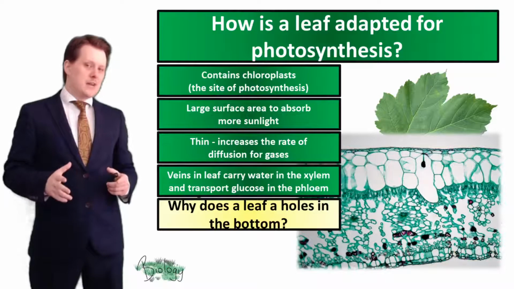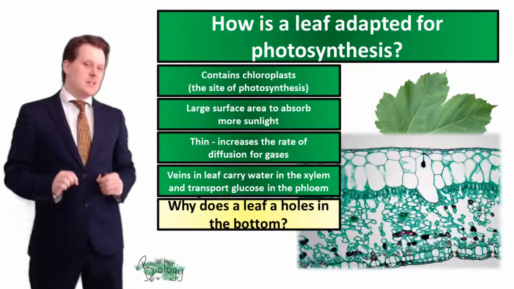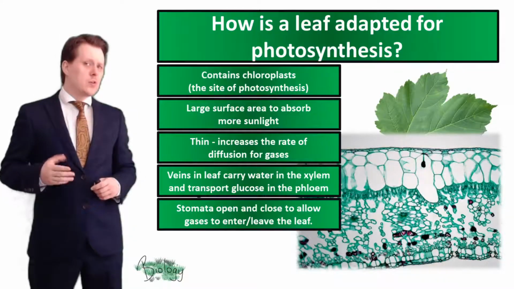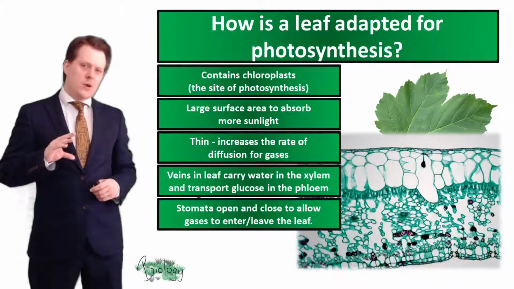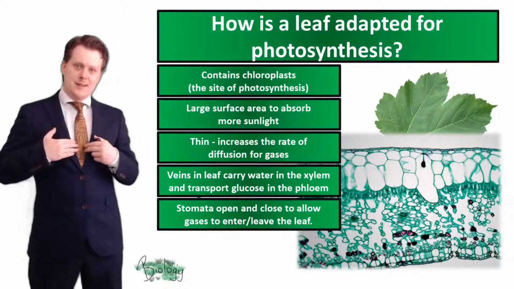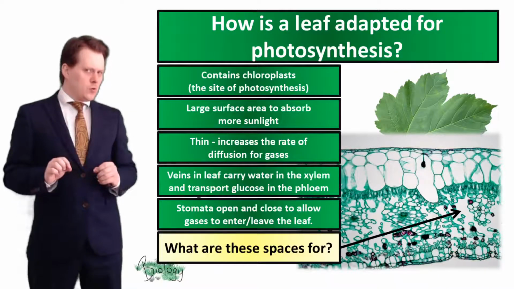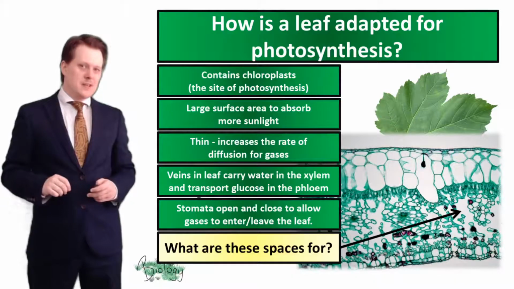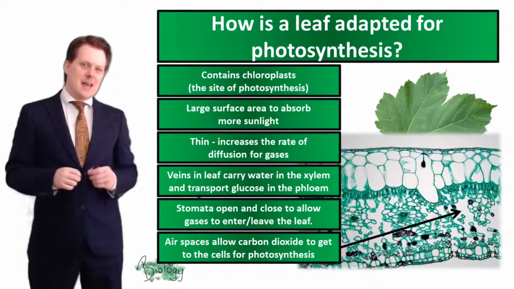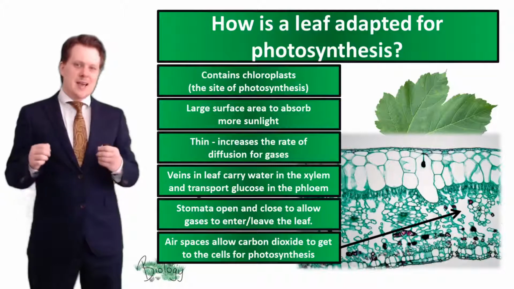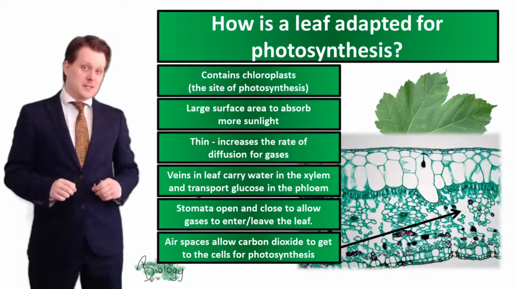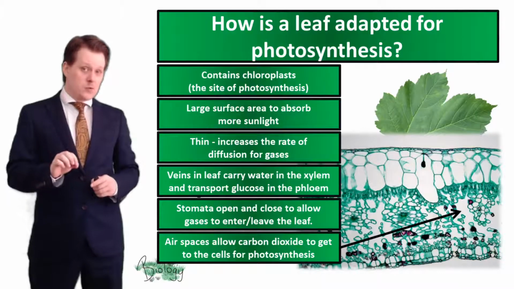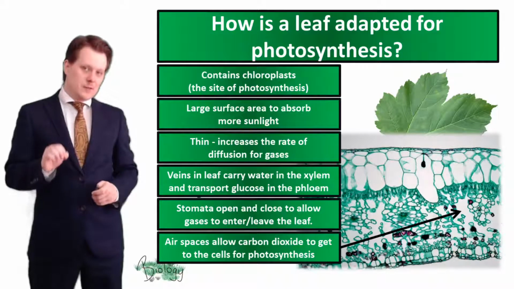If we look at a microscope cross-section of a leaf, we can see little holes in the bottom. These little holes are called stomata, and they open and close to allow gases to enter the leaf and leave the leaf. Also in this cross section, we can see air spaces between the cells of the leaf. These air spaces allow carbon dioxide to get to the cells for photosynthesis. It also allows more surface area of the cells to be exposed to increase the rate of diffusion.